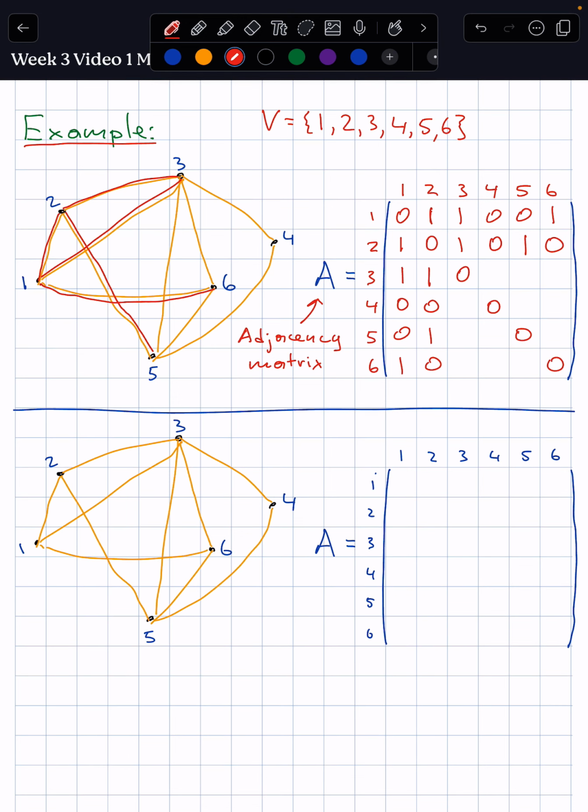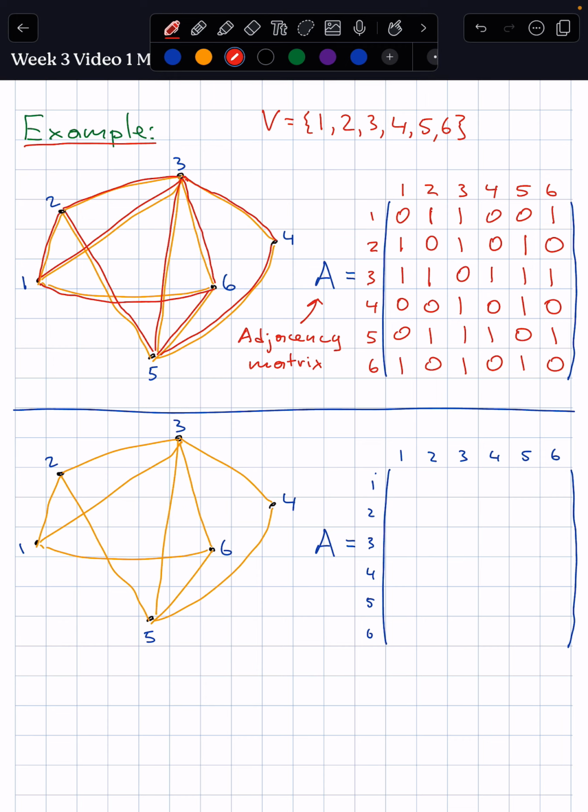Then 3 is connected to 4. 3 is connected to 5. And 3 is also connected to 6. This is this edge over here. Okay, now 4 is connected to 5, but not connected to 6. So zeros there. And 6 and 5 are also connected. So that is our matrix. Now, this is the adjacency matrix, and it corresponds to this graph.